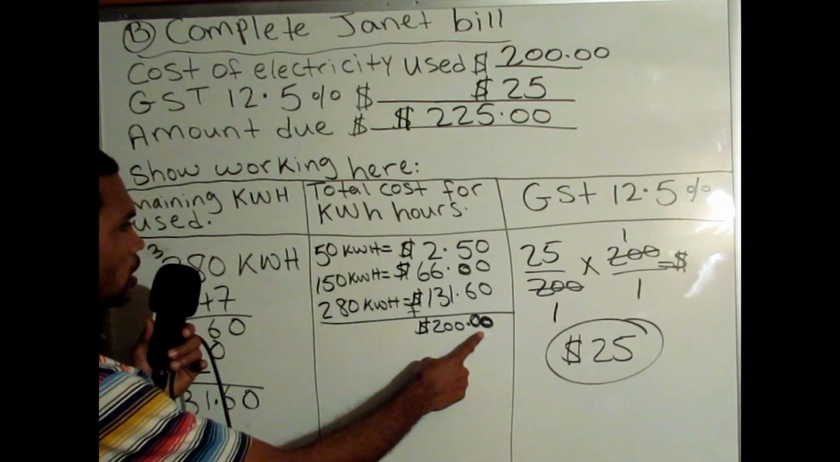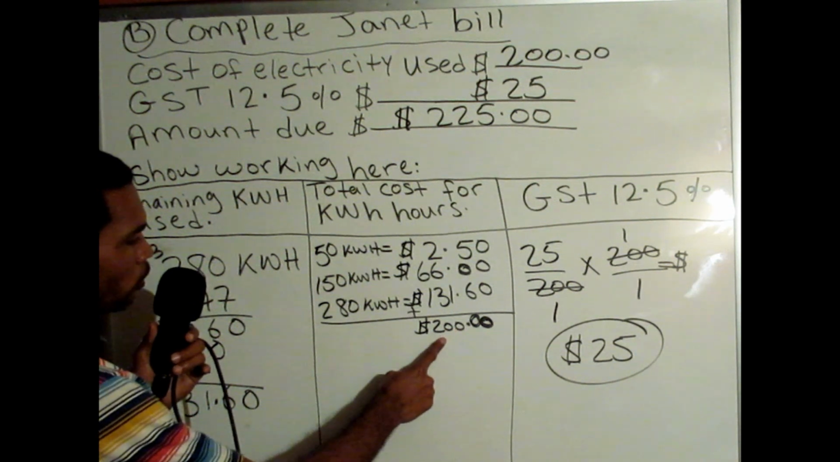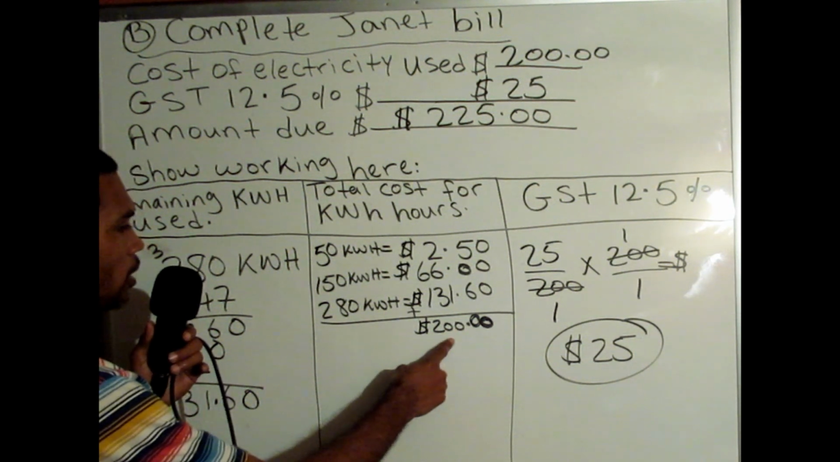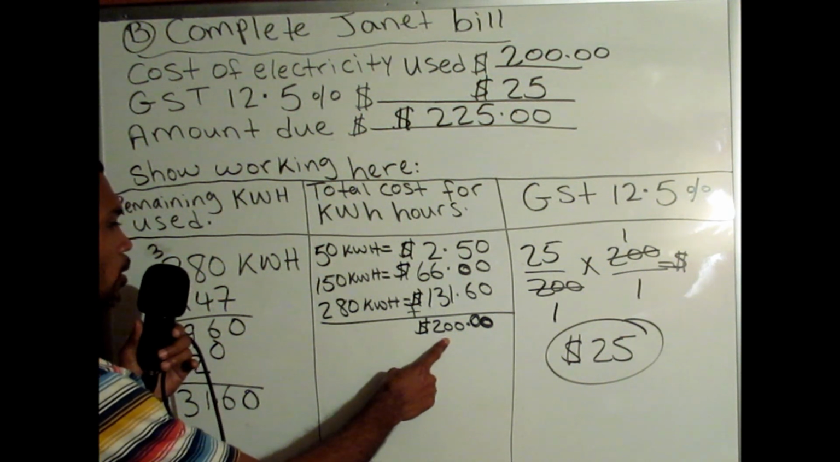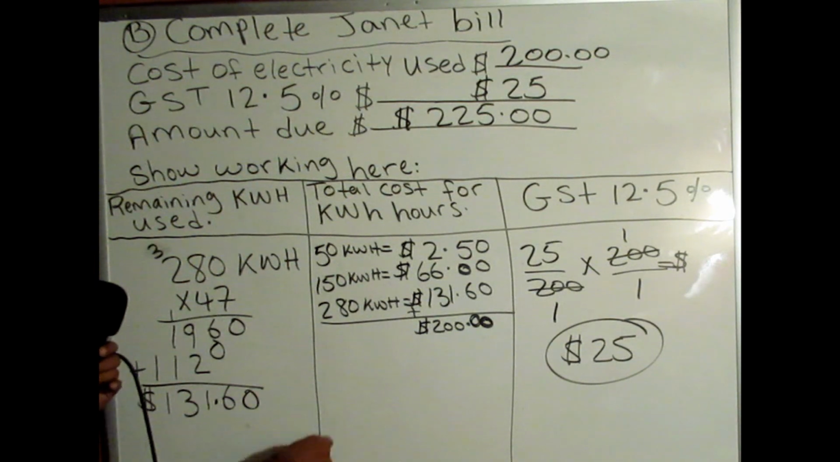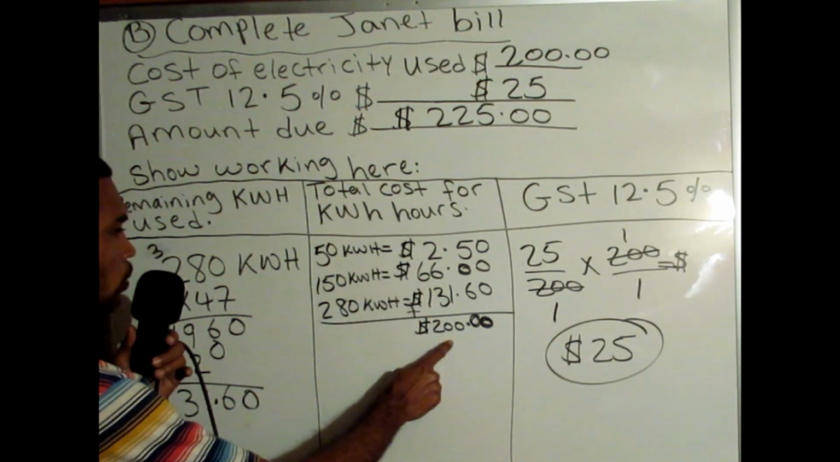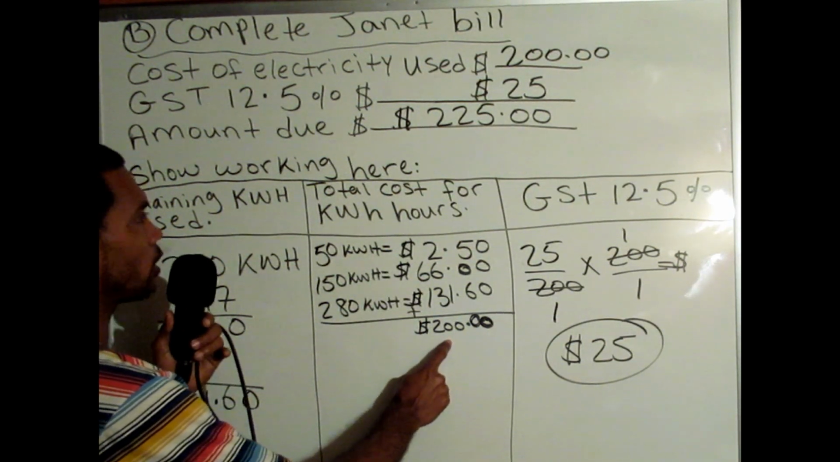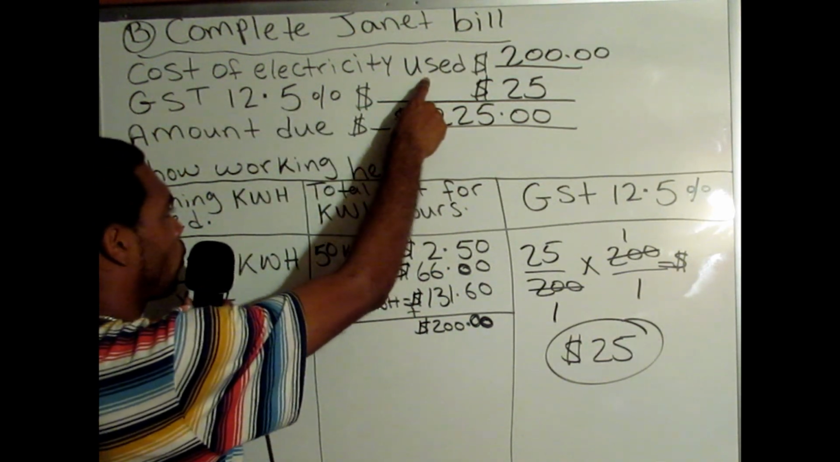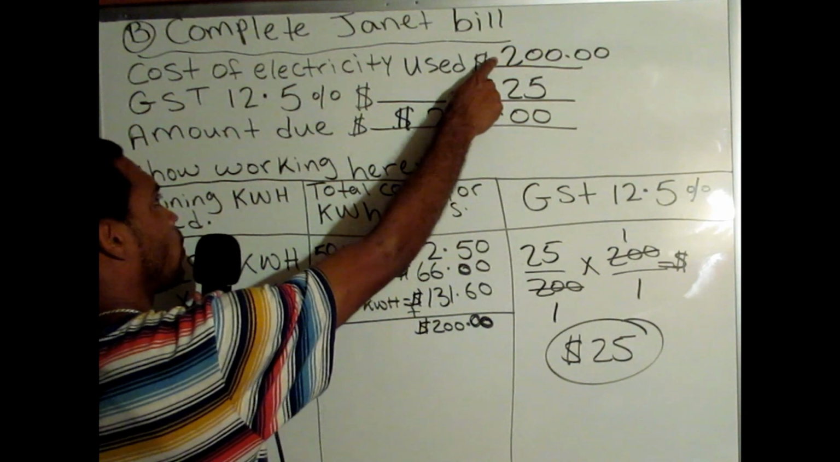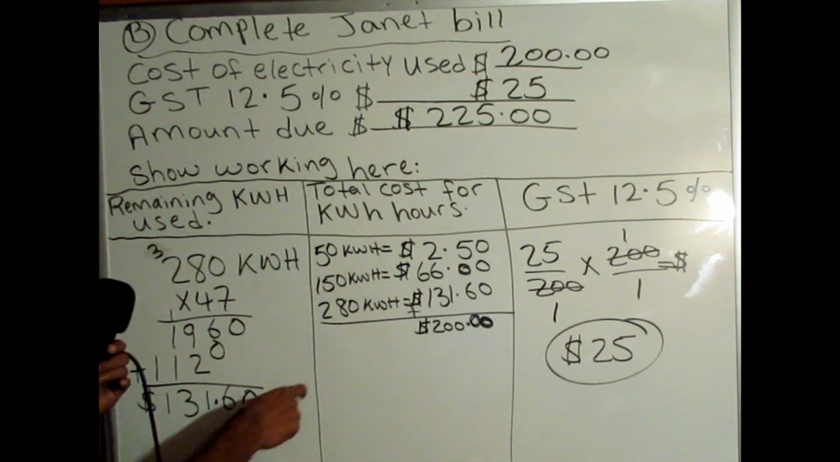Remember, if it was 50 cents or more, it would have rounded to $201. But as long as it's 49 cents and down, it will round to $200. And in this case, it was 10 cents. So when we add up all of these, we get $200 after rounding it. And so the cost of electricity used for that 480 kilowatts was $200.